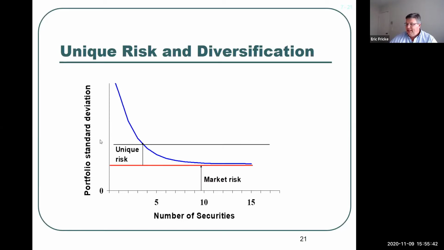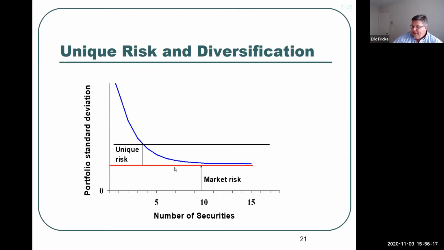And so what we see are two components of risk here. If the blue line is portfolio risk, when it's dropping, because we're adding more and more stocks, that is showing how we're reducing unique risk. Everything above where the blue line flatlines is called unique risk, and that's the risk that we can diversify away.